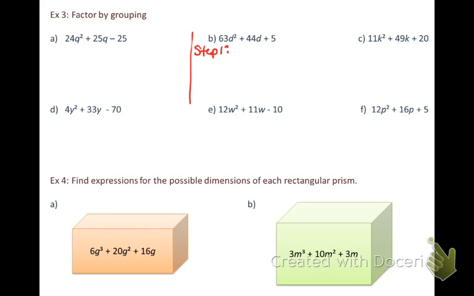Step 1 is you're going to multiply the first and third numbers together. So step 1 right over here, I'm going to multiply 25 times negative 25. Multiply 24 and negative 25 together. And you would find out that was negative 600.